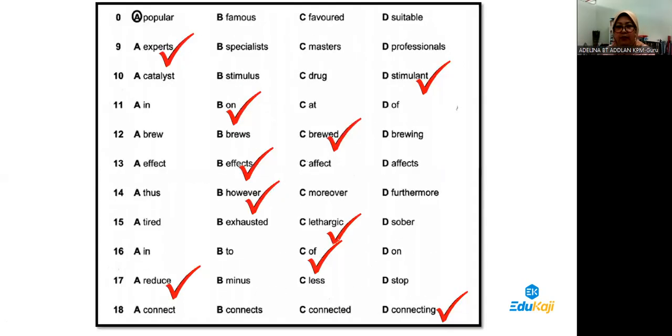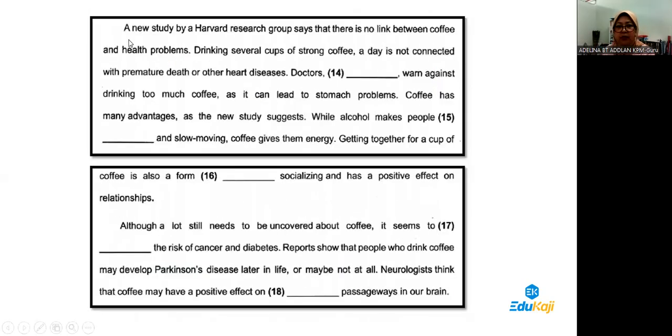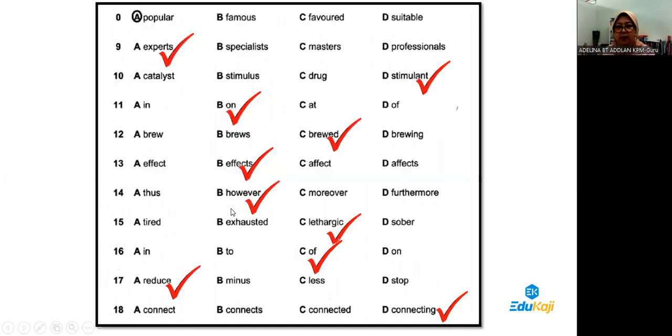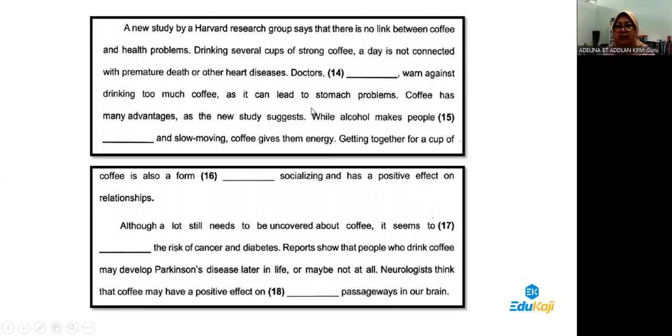All right. Number 14. A new study by Harvard Research Group said that there's no link between coffee. So doctors, what are you saying? Doctors, however, warn against drinking too much coffee as it can lead to stomach problems. Coffee has many advantages, as the new study suggests. What alcohol makes people what?